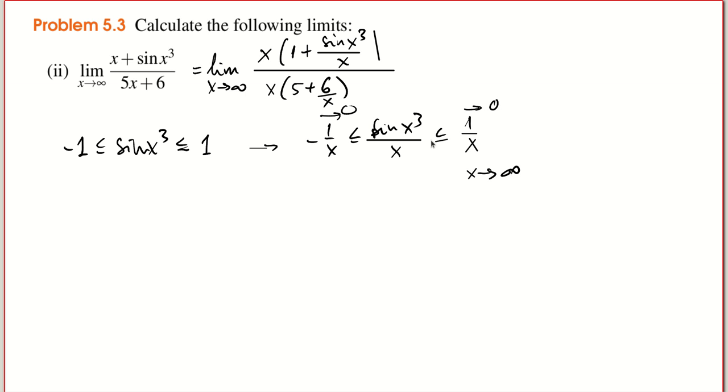So by the sandwich theorem, the limit of the sine of x cubed divided by x when x goes to infinity is equal to 0. So we don't need to worry about this, because the limit of this is 0. The x, by the way, cancels. The limit of this is also 0, so this numerator goes to 1, this goes to 5. So the limit of this expression is just 1 divided by 5.